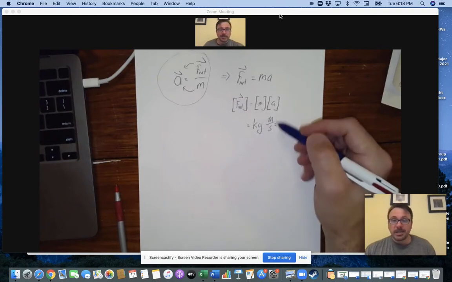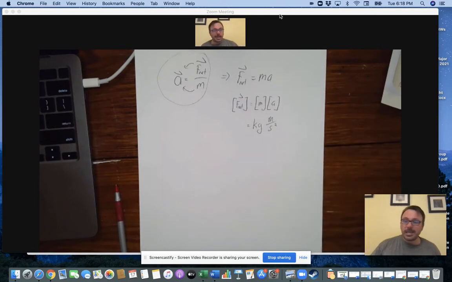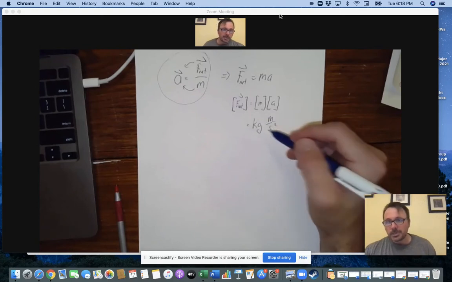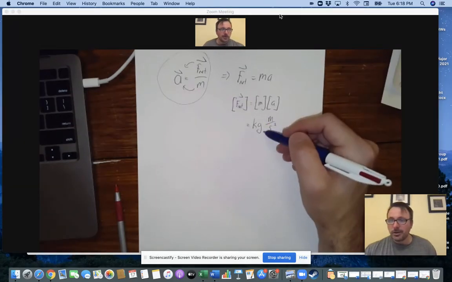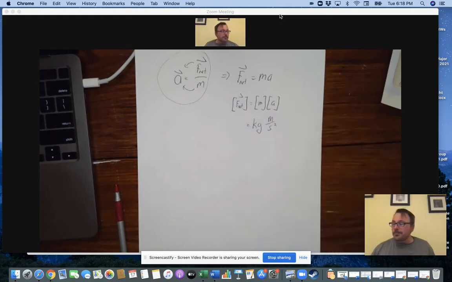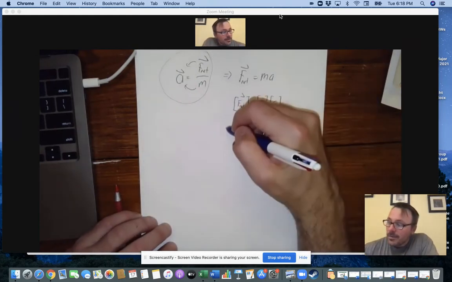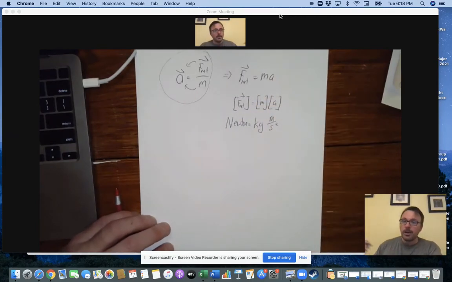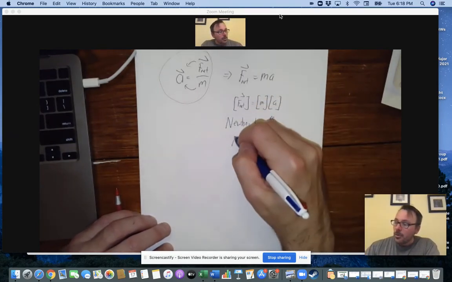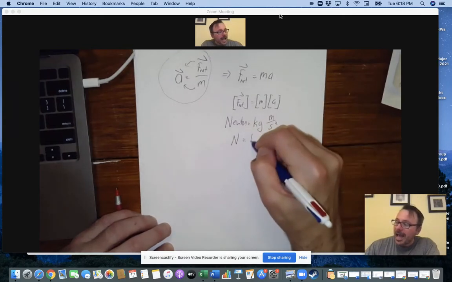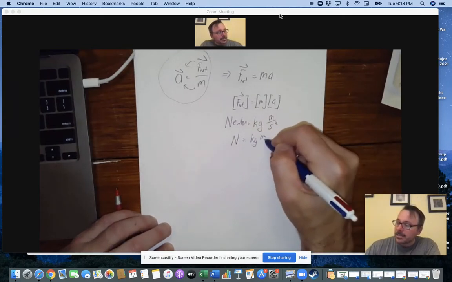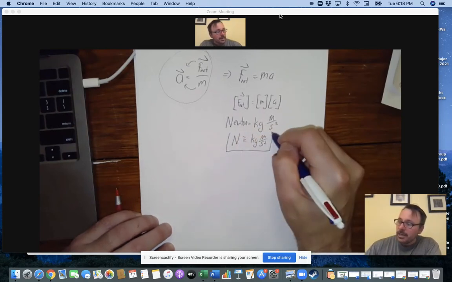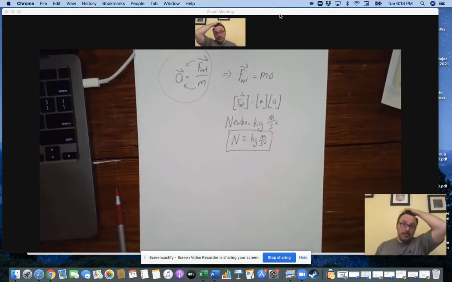Kilogram per meter per second squared is awkward to say. Notice it's kilogram meter per second squared, not kilogram per meter per second squared. No. There's no division here. Kilogram meter per second squared happens so often in physics, we give it its own name. We call it the Newton. A Newton is a kilogram meter per second squared, and we use a capital N as its symbol. So that is the definition of a Newton.